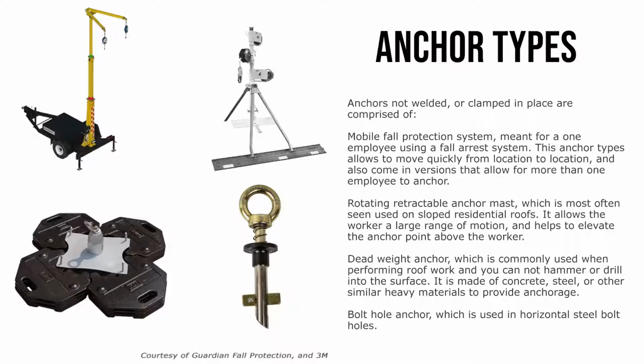Dead weight anchor, which is commonly used when performing roof work, and you cannot hammer or drill into the surface. It is made of concrete, steel, or other similar heavy materials to provide anchorage. Bolt hole anchor, which is used in horizontal steel bolt holes.